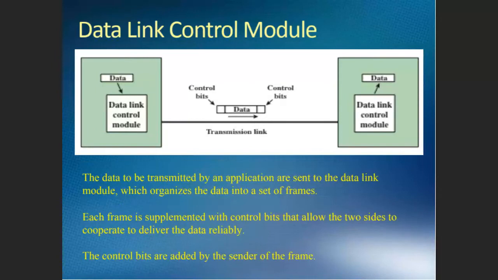So here I have a sender and receiver, or transmitter and receiver. We have the data link control module. It is sending the data over the transmission link and adding control bits in the header and trailer. Header is here, trailer is here. Each frame is supplemented with control bits that allow the two sides to cooperate to deliver the data reliably. The control bits are added by the sender of the frame.